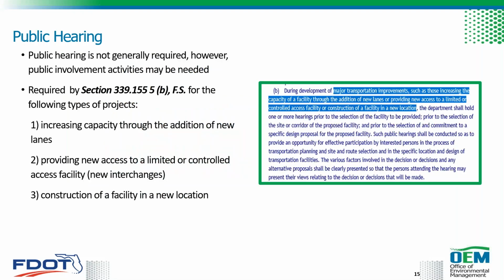And regardless of the type of project, Section 339.155(5)(b) of the Florida Statutes requires a public hearing for those major transportation improvements. Okay, so those are listed as projects that are increasing capacity through the addition of new lanes, providing new access to a limited or controlled access facility, such as new interchanges, and construction of a facility in a new location. So these are considered those major transportation improvement projects as defined in this statute.